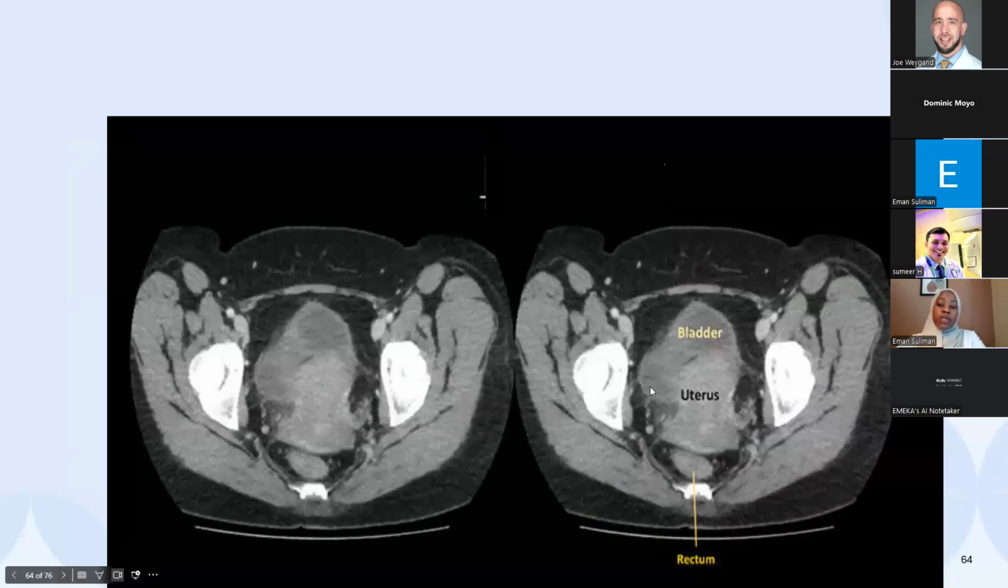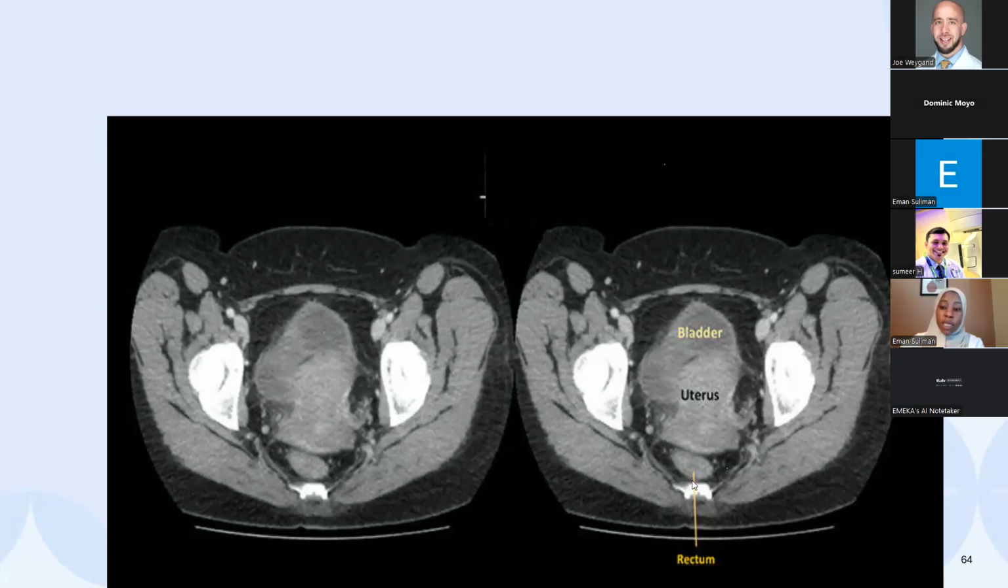So this is the pelvis. That's the very end of the abdomen. Here is the rectum, and at this level we can see the bladder and the uterus.